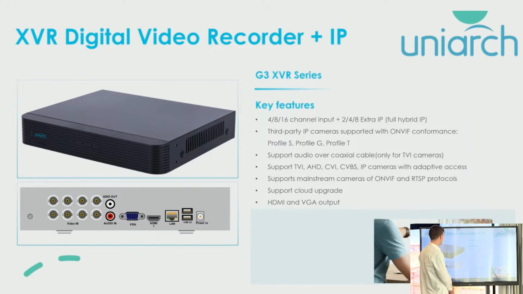Then the G3 XVR series. Again, we have 4, 8 or 16 channel input, plus we can add IP cameras, so fully hybrid, as well as third-party IP cameras again, and also HDMI and VGA output, and support cloud upgrades. So this would be the G3 series of Uniarch, the XVR. Those are the two options we have for the XVR devices.